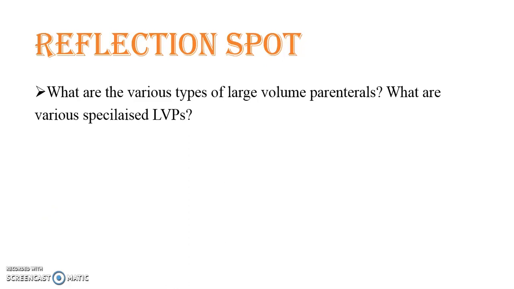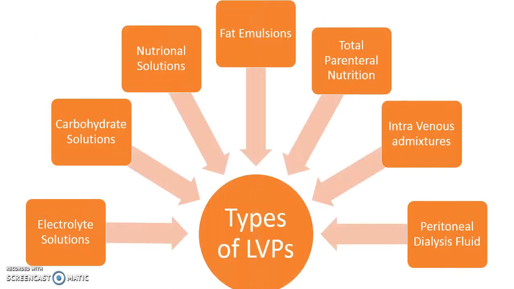Now the reflection spot. Here, just think, students: what are the various types of large volume parenterals and what are the various specialized LVPs? In the next part we will see the various types of LVP and the specialized LVPs. Let us discuss first the types of LVP. The types of LVP include electrolyte solution, carbohydrate solution, nutritional solution, fat emulsion, total parenteral nutrition, intravenous admixture as well as peritoneal dialysis fluid.